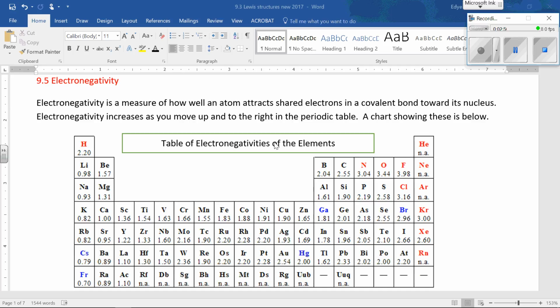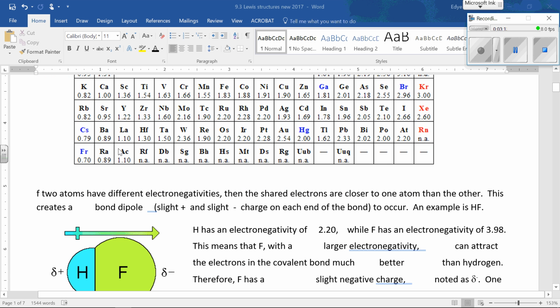And again, electronegativity is how well you attract electrons in a covalent bond. The farther you are to the right, the more protons you have, the better you attract the electrons, the higher the electronegativity. And the farther up in the periodic table, the smaller the atom, the higher the electronegativity because there's a stronger force between the nucleus and the outer electrons.